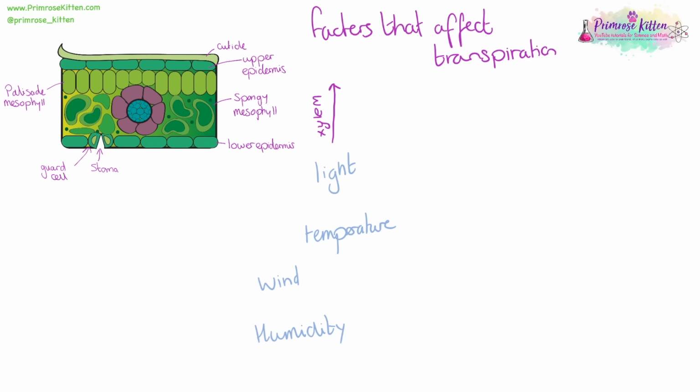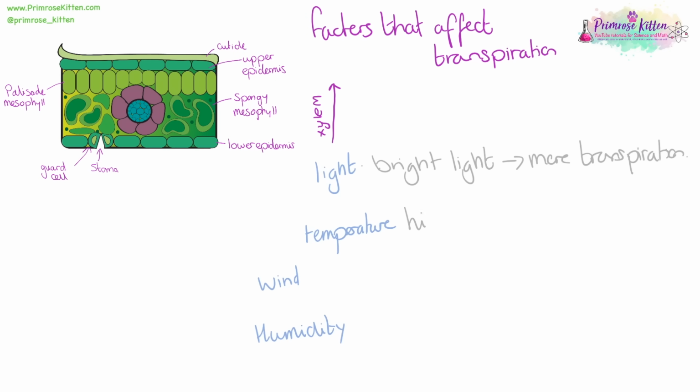There are several factors that affect the rate of transpiration, and transpiration not only involves water moving out of the stomata, but also moving up through the xylem. So if we have bright light, that is going to lead to more transpiration. More light means more photosynthesis, which means there's going to need to be more water brought up into the cell.